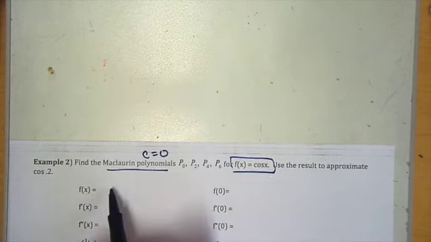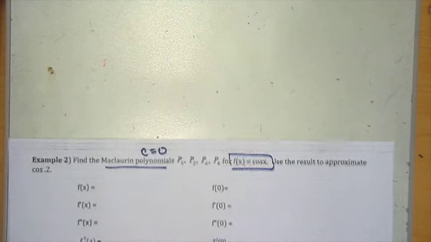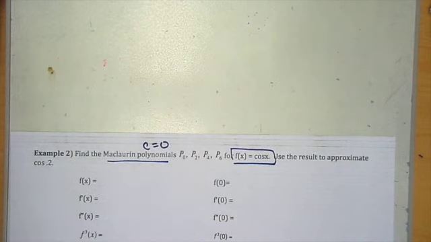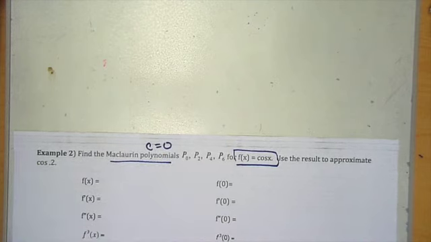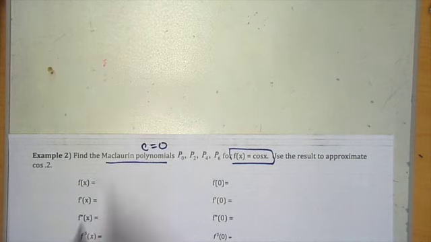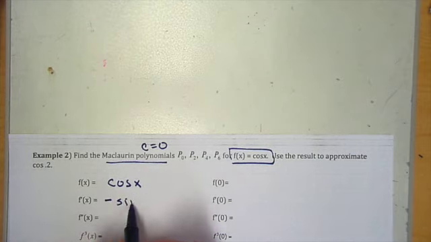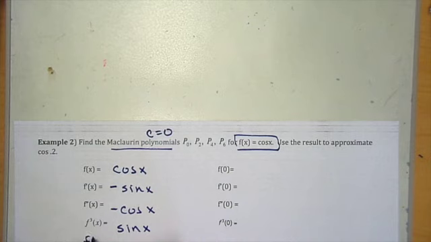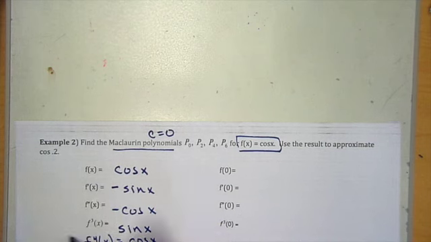So again, I want to come up with up to the 6th degree polynomial. So typically we would come up with the 6 derivatives, but I'm just going to come up with the first 3 because there's going to be a pattern to this one. So the function, we're going to start with cosine of x, and I'm going to calculate the first 3 derivatives. The next one is negative sine of x, then negative cosine of x, and then I get back to sine of x. The reason why I stop is because the fourth derivative would get me back to cosine, and then the pattern would just repeat itself.